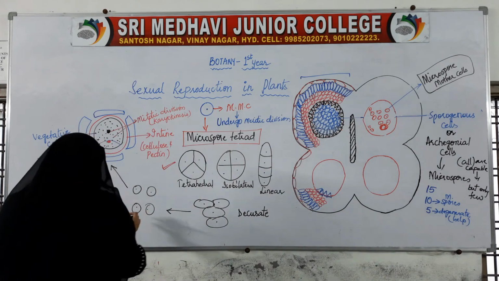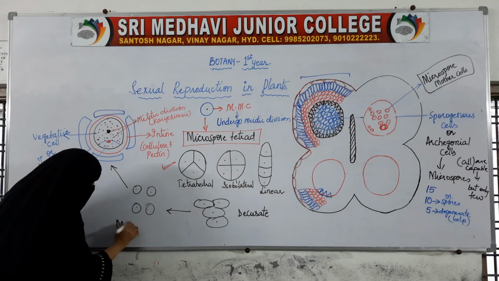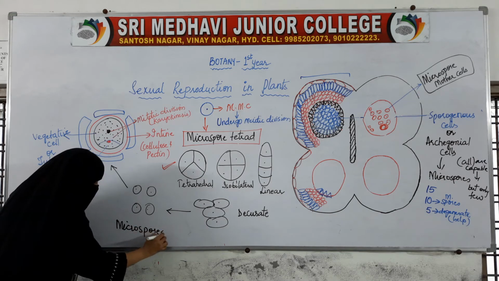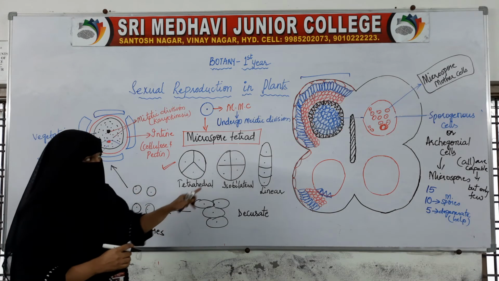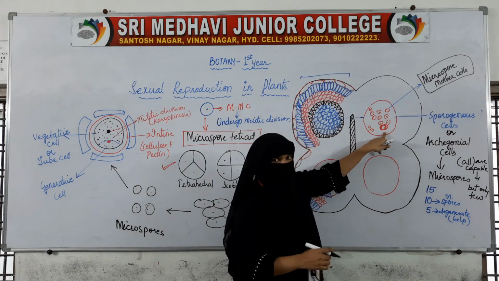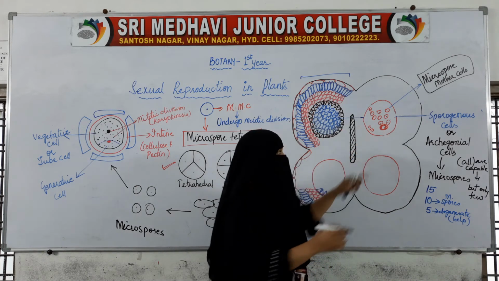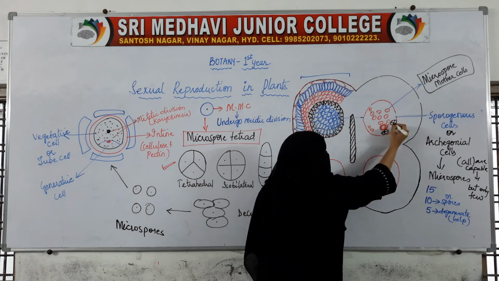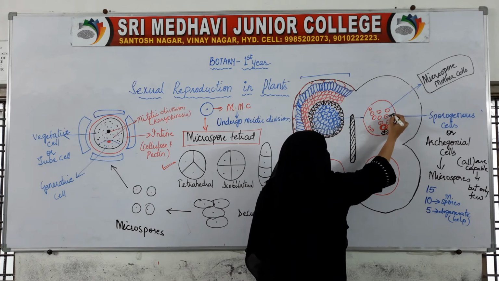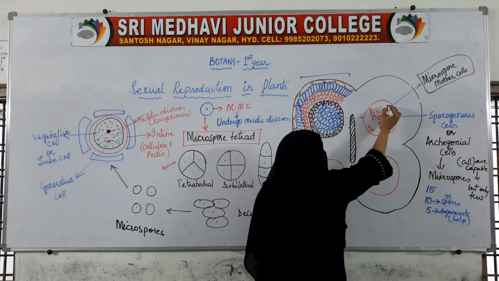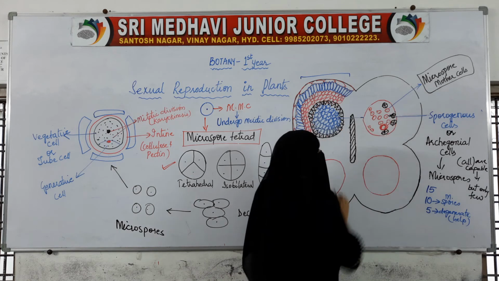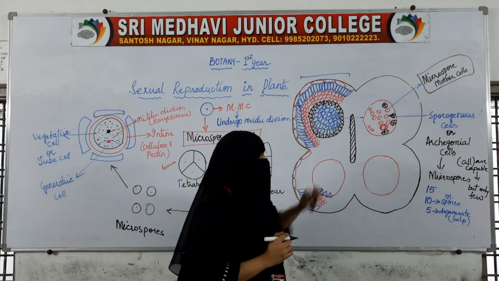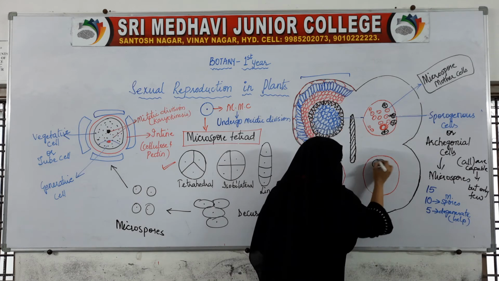Now these are called microspores. The sporogenous cells have undergone meiosis. This will undergo meiosis and produce a tetrad. This will undergo meiosis and produce a tetrad. So these 4 mother cells will undergo meiosis and produce tetrads. Okay.